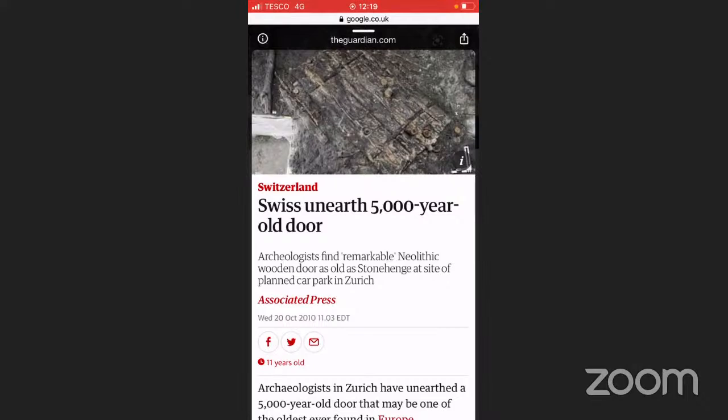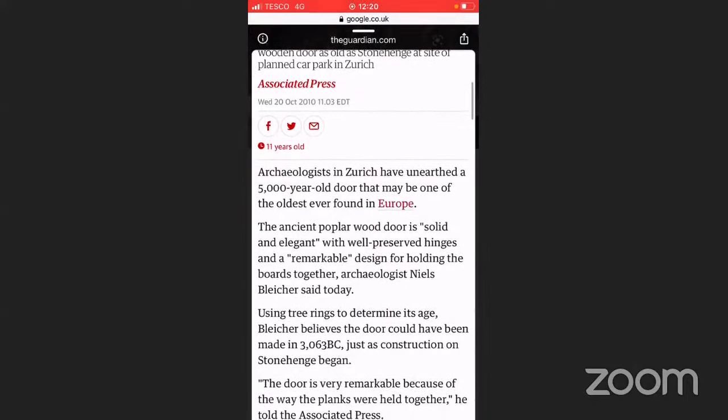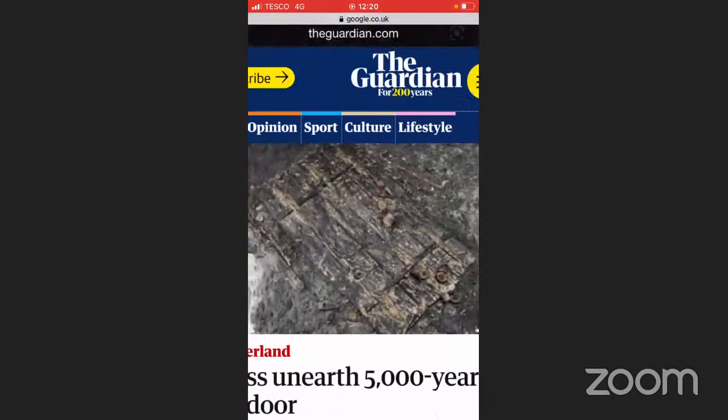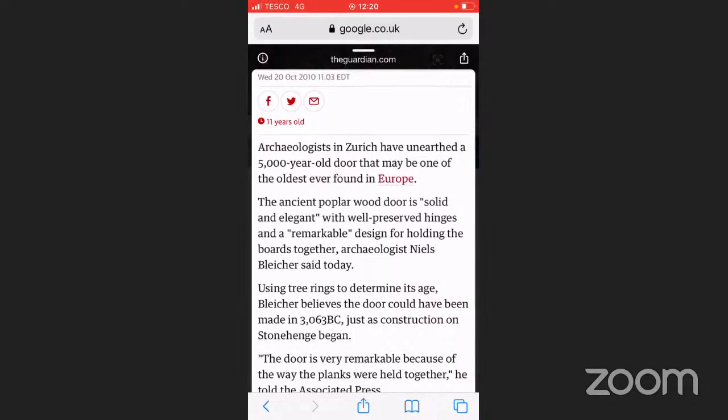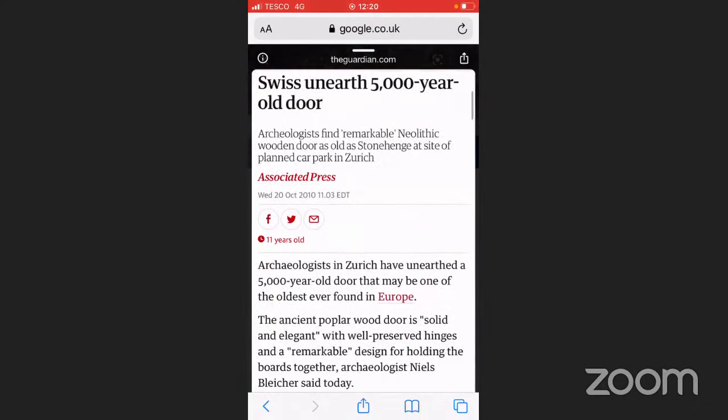Here we go. As a site of a planned car park in Zurich. Look how well preserved that is. Isn't that absolutely amazing? A door. Whole door. 5,000-year-old door. The ancient poplar wood door is solid and elegant with well preserved hinges. Are you seeing this, guys? Yeah. Good. And a remarkable design for holding boards together. So there we go. Wow. So it's all been sort of bound together.